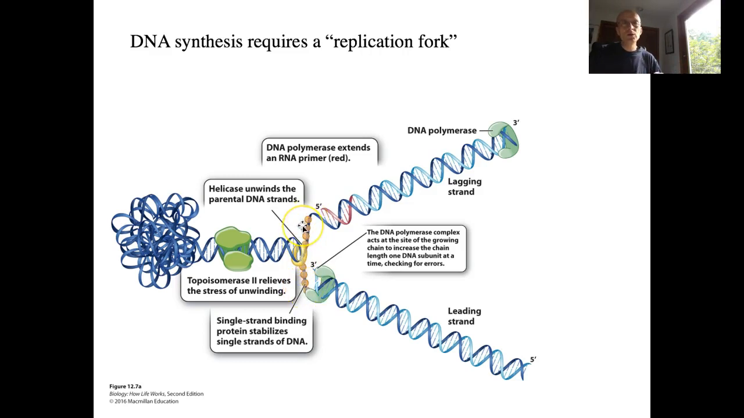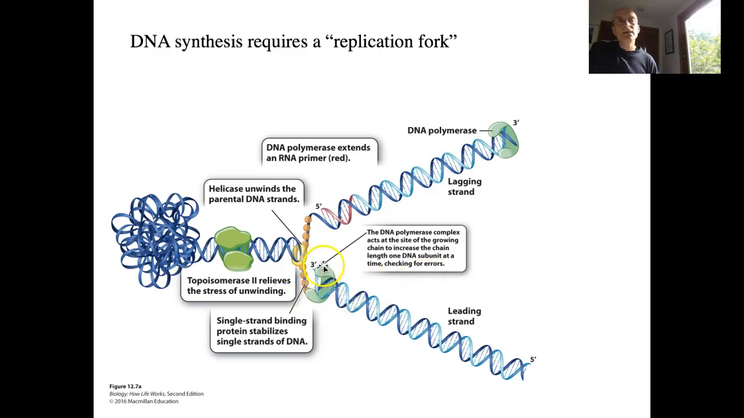It keeps these two sticky ends apart from each other, and then the DNA polymerase, which is a complex of multiple subunits, binds and acts at the site of the growing chain to increase the chain length one DNA subunit at a time, checking for errors. So it's making errors, but it's also checking those errors. We'll come back to the proofreading capability in a little bit at the end of the lecture.